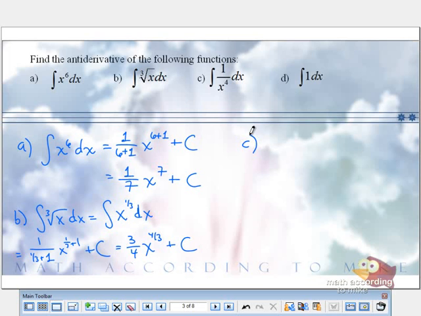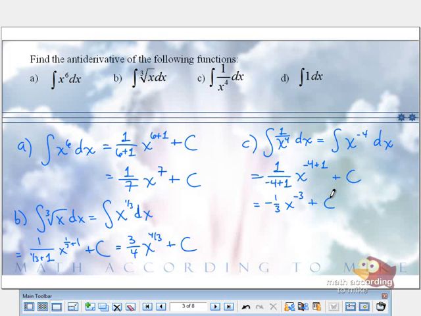Part C, how would you rewrite using x to a power? X to the -4th, very good. If you would, finish this one up using your power rule. What's the new coefficient? And what's the new exponent?